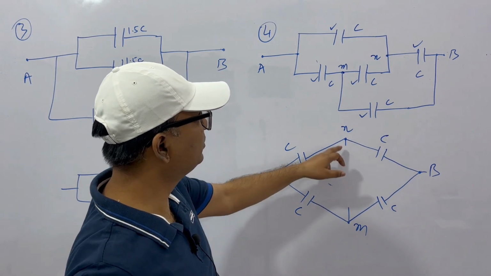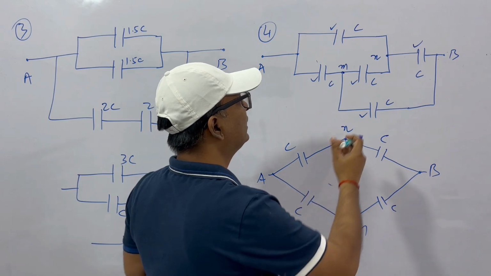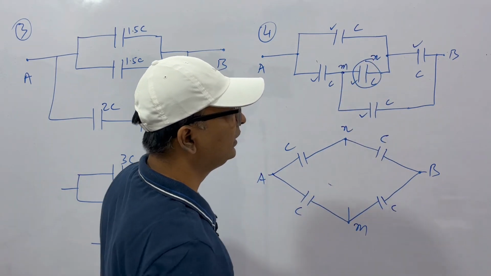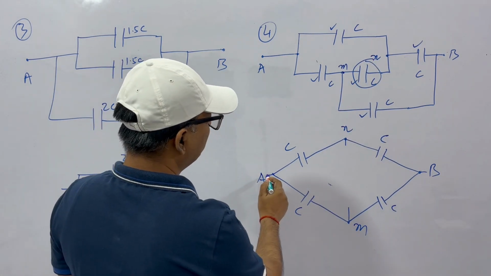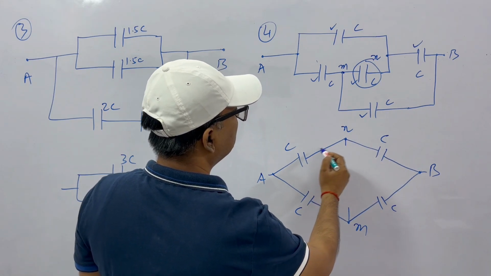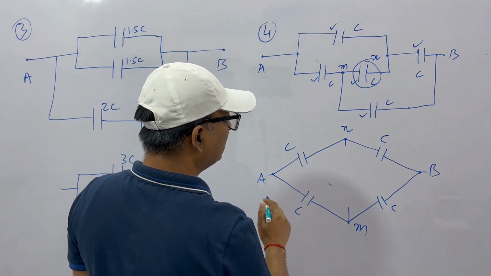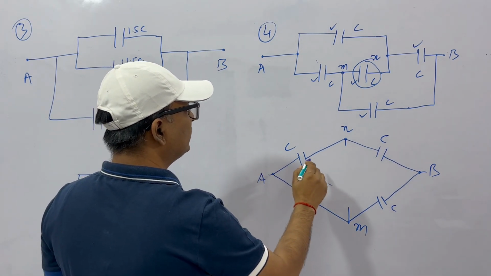Effectively, between M and N, this capacitor does not take any current. Then now what is our figure? These two are in series, that is C and C are in series. So what will you get when C and C are in series? You will get C by 2.